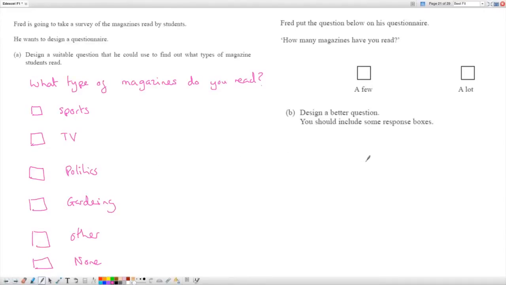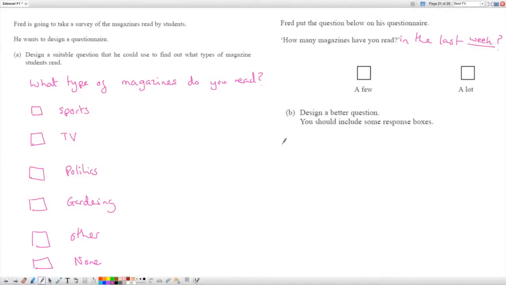Fred put the question below, how many magazines have you read? And the options, a few and a lot. Now this is not a very good question. We're asked to assign a better question and some better response boxes. The really important part about this question is to have a time frame. So this question needs to change to how many magazines have you read in the last, insert something, week, month, year. Really important, it must have a time frame.